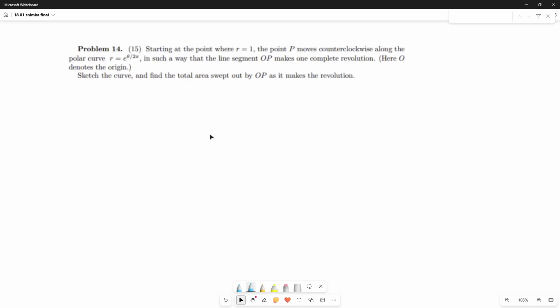We have a curve that is produced by the point P moving counterclockwise along this polar curve in such a way that the line segment OP makes one complete revolution. That is, the line segment OP makes one complete revolution so that the angle theta goes from 0 to 2 pi.